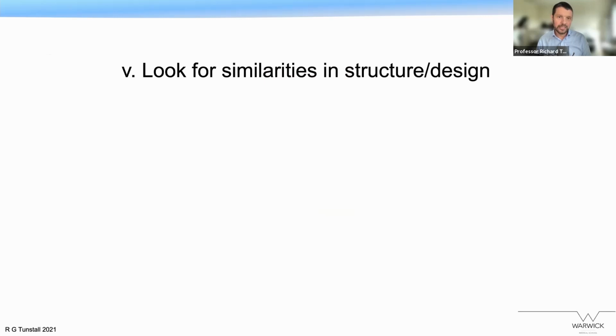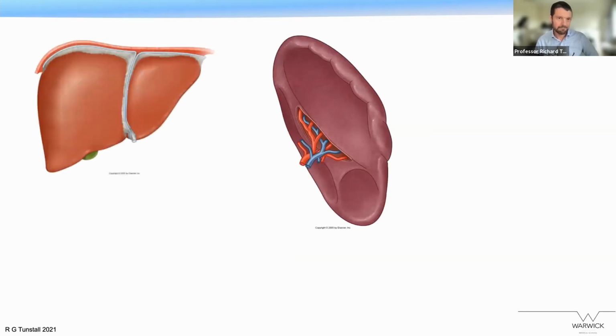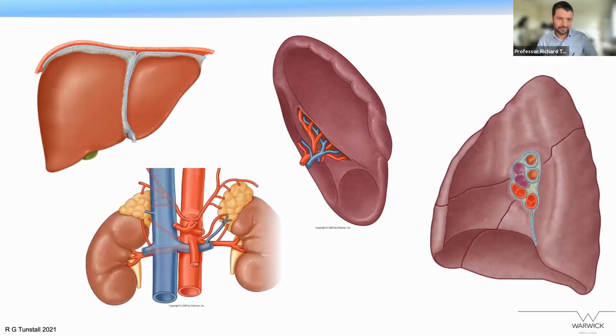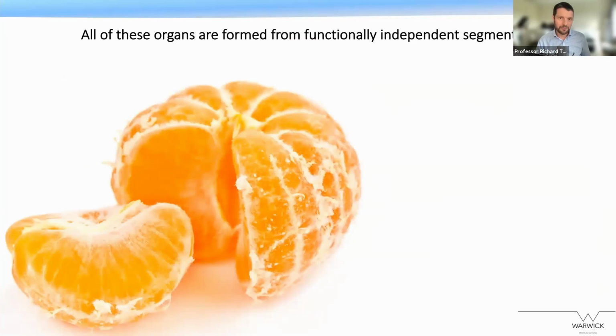Something else you may find useful is to look for similarities in structure and design. So what's the similarity between the spleen, the liver, the lung, and the kidneys? Now, you may look at these and think they're totally different. And yes, in many ways they are. In function, they are. But they all have a similarity. That being that they are all formed from functionally independent segments. So what you see is a whole organ, but if you go anatomically down into the structure, you begin to see that they're formed from different segments that stick together to make the organ.